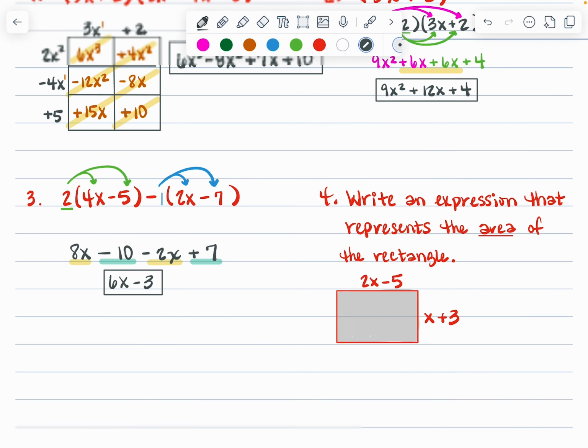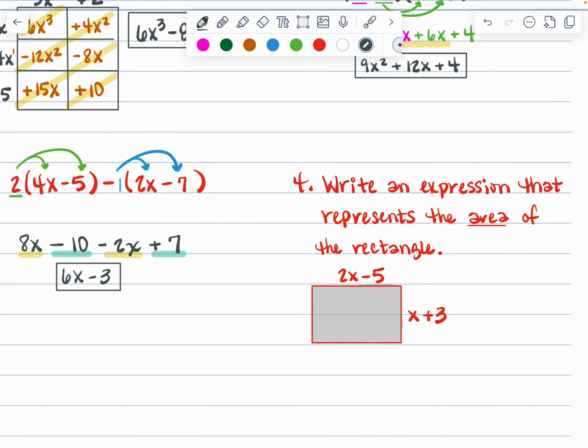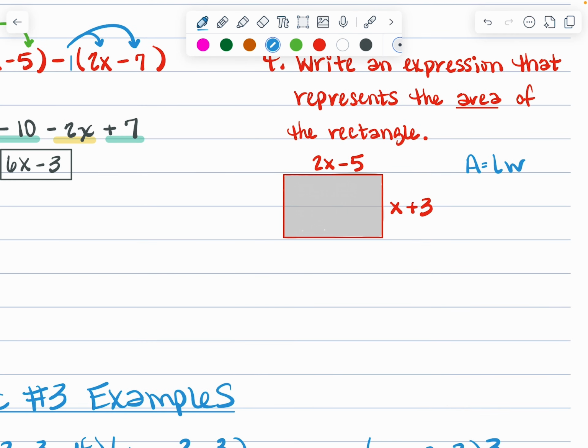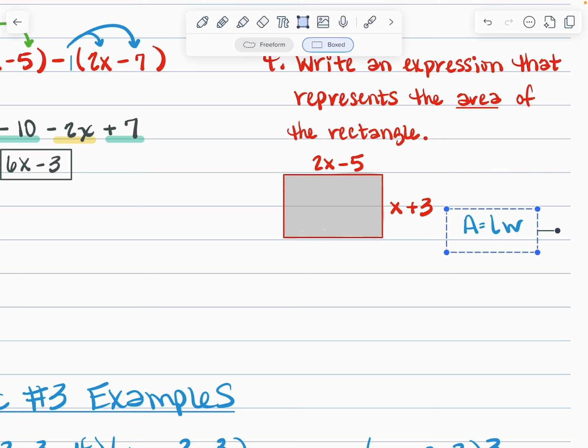Okay? All right, then we had another rectangle application question, but this one is asking you to find the area, right here, area, right? And of course, area is not the same thing as perimeter, right? Area is length times width, right? So that's exactly what we're going to do on this problem. Let me move that down here. There we go.